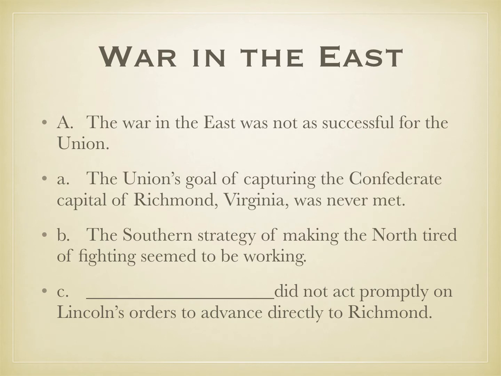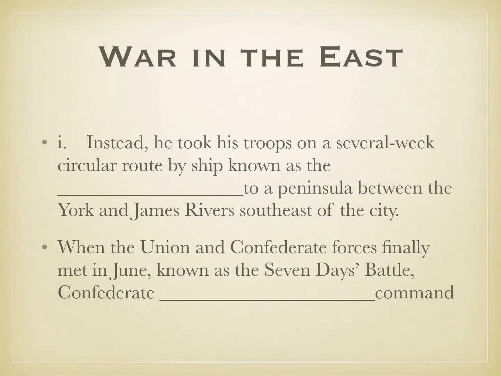I don't know if you remember, Irvin McDowell was replaced by General McClellan. And McClellan is not going to act promptly on Lincoln's orders to advance to Richmond. Lincoln's going to be like, go to the capital, get the capital so that we can end this thing. And instead of going straight there, McClellan, who never feels like his troops are ready, takes his troops on a several-week circular route by ship known as the Peninsular Campaign. So instead of going straight to Richmond, he puts them on boats, and he goes this roundabout way to get there. Definitely not the straightest way.